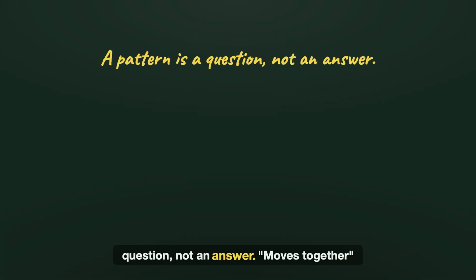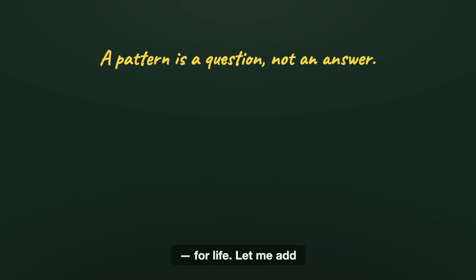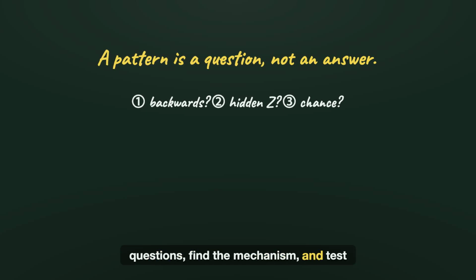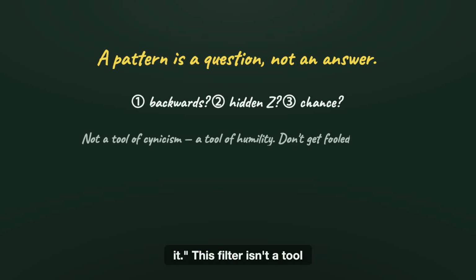So, today in one line, a pattern in the data is a question, not an answer. Moves together is never causes. The person who knows that difference doesn't get fooled. For life. Let me add one honest note. Saying correlation isn't causation to wave away all evidence is its own kind of laziness. Correlation is a clue to causation. The job isn't to ignore it, it's to ask the 3 questions, find the mechanism, and test it. This filter isn't a tool of cynicism to believe nothing, it's a tool of humility to not be fooled too fast.